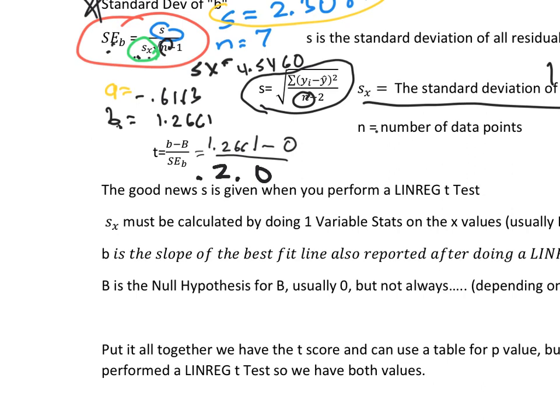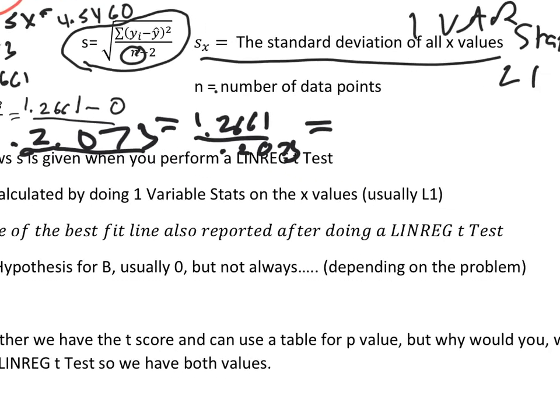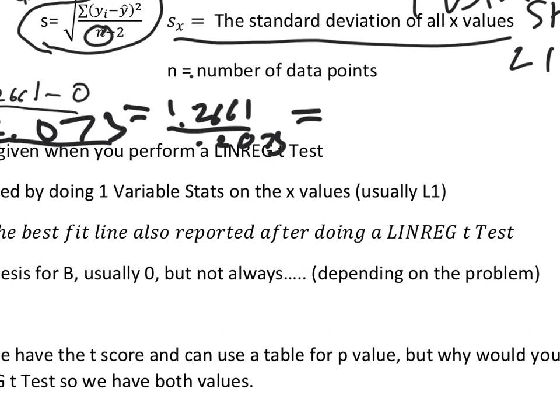0.203. Oh, not a decimal in front. 0.2073. Type that in then. That's just 1.266 over 0.2073. And what do we get? I'm crossing my fingers. The same thing.